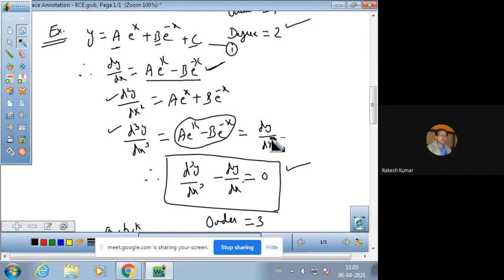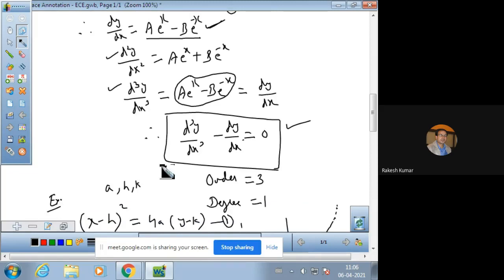Now, this can be taken to the other side. So you will have d cube y by dx cube minus dy by dx is equal to 0. The maximum order of the derivative is 3. So the order of this differential equation is 3 and degree is 1.